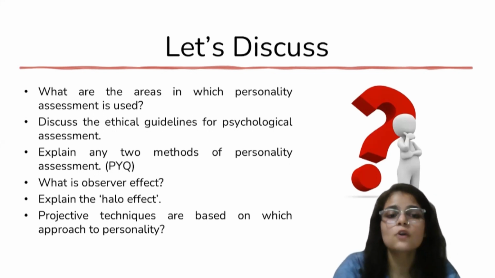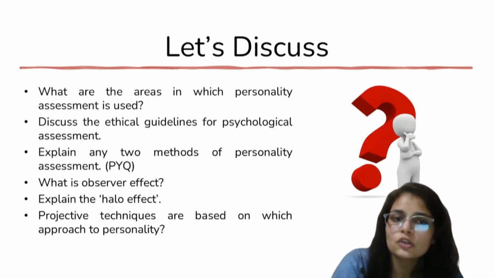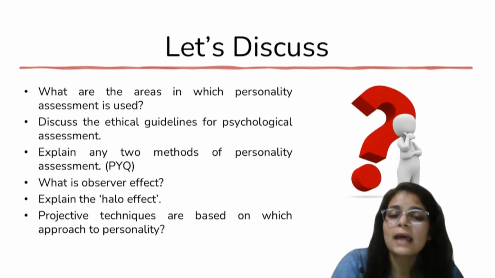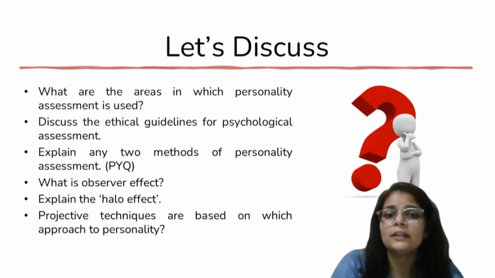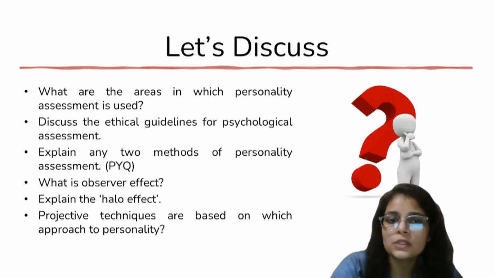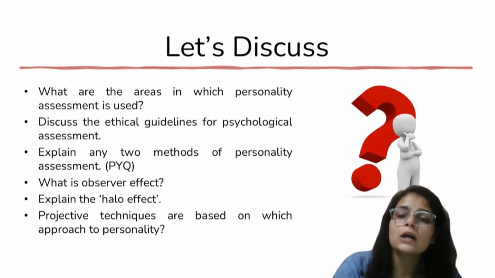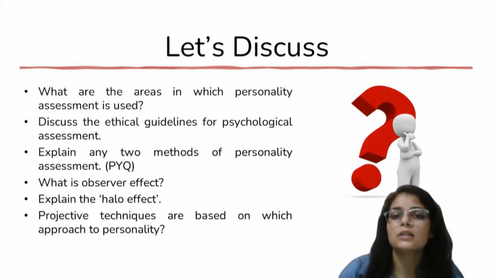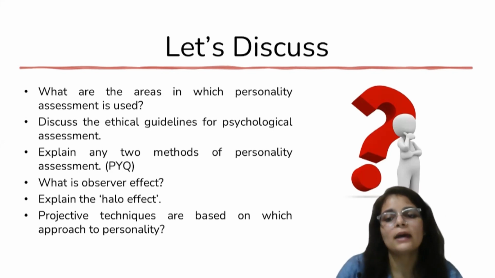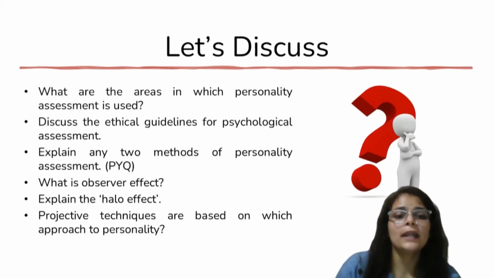The next question is, what is the observer effect? It was one of the limitations of the observation method, which is a direct method of personality assessment, and it refers to the effect on the person because of the fact of being observed. The person might become conscious and may not show their natural responses as they already know that they are being observed. Moving ahead is the halo effect.